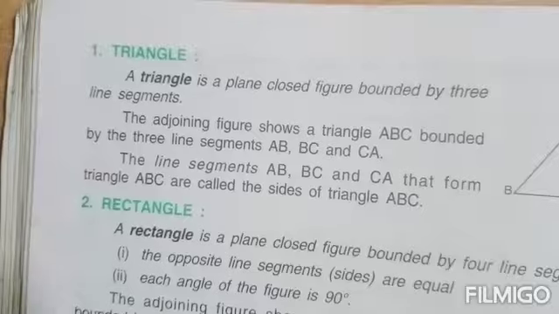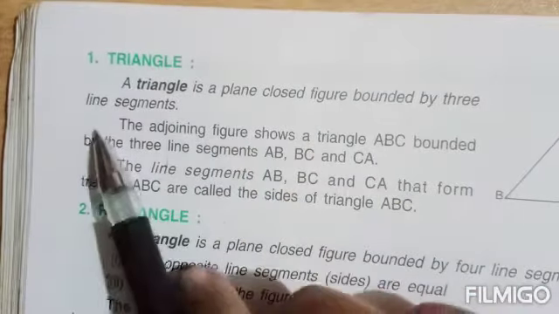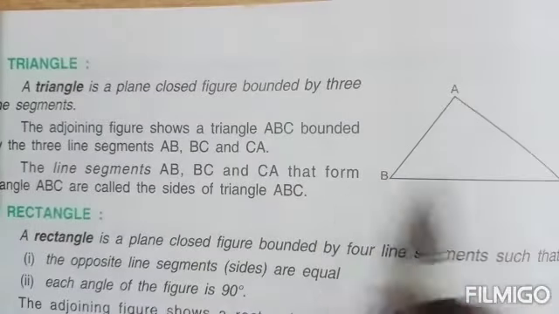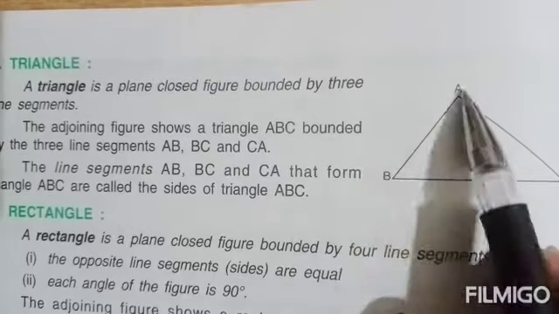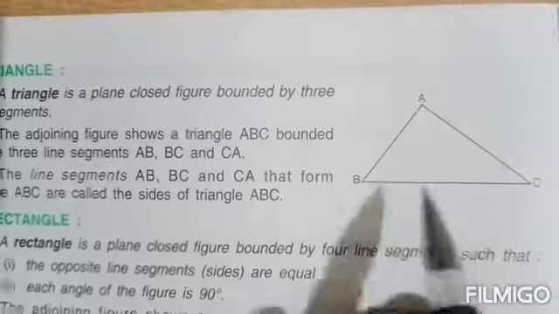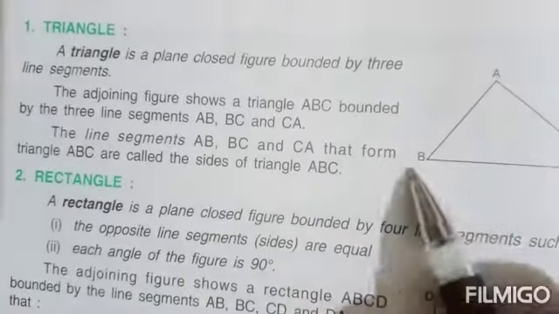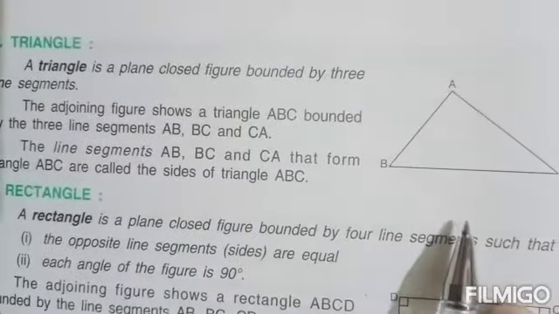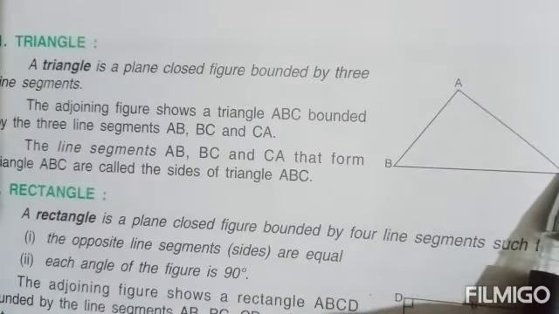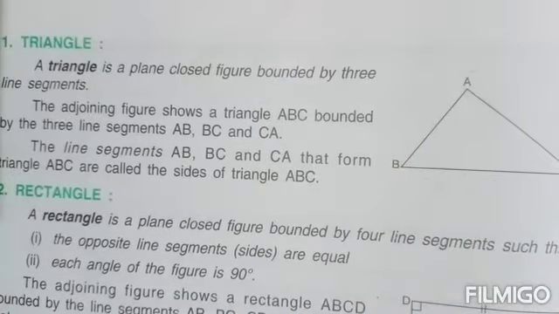Now, triangle. A triangle is a plane closed figure bounded by 3 line segments. So a triangle is a plane closed figure. It is bounded by 3 line segments, AB, BC, AC. You can see in this figure, this is a triangle. Now these line segments AB, BC and AC are the sides of the triangle. And A, B and C are the vertices of a triangle, which you already know.